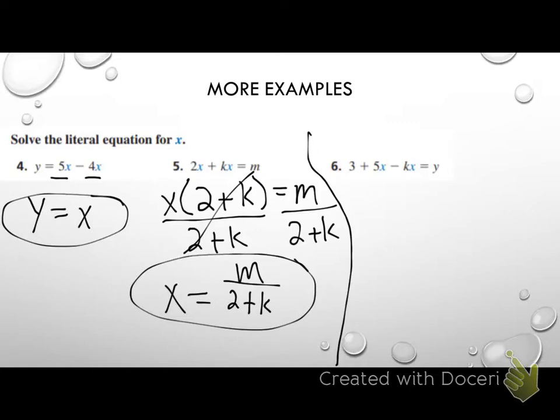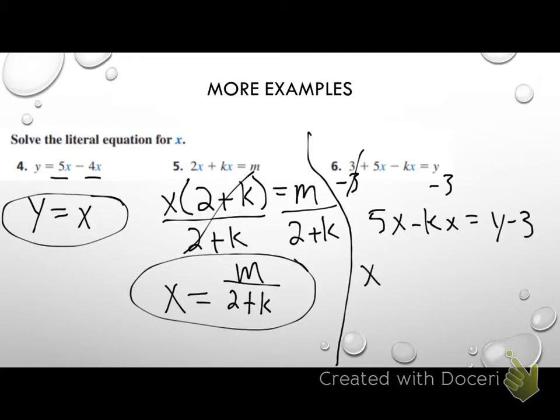How do I move 3 over? Minus 3. Subtract 3 from both sides. So 5x minus kx equals y minus 3. Everyone good with that? Now all I have are x terms over on the left-hand side. Can I combine them? No. What do they have in common?